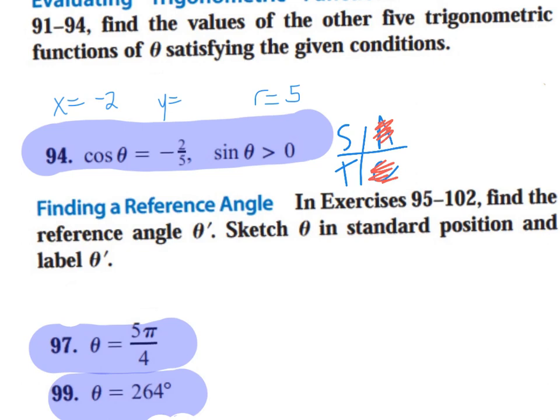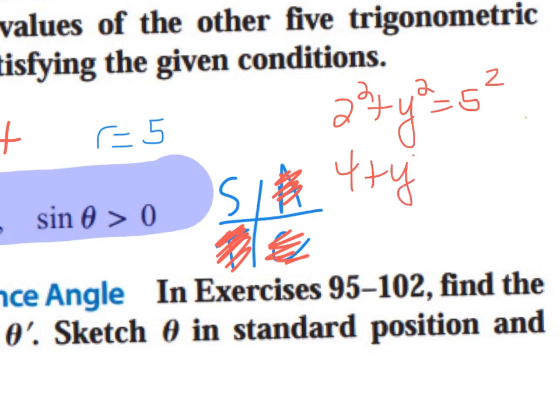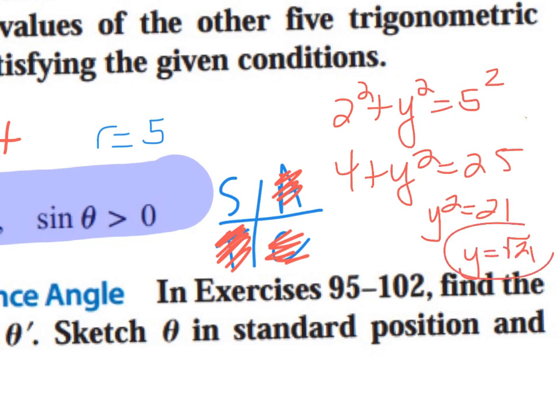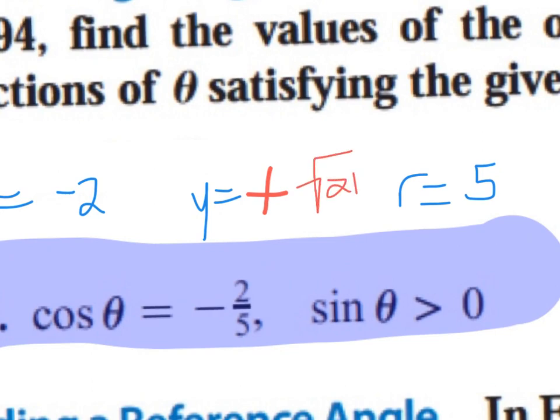They're telling me that sine is greater than 0. That means sine is positive. So that means I cross off tangent. I know that this angle lies in the second quadrant. That means I know that x is negative and y is positive. So we would go through the motions and we would say 2 squared plus y squared equals 5 squared. 4 plus y squared equals 25. Y squared equals 21. So y equals root 21. Then we just go through and we find all 6 trig functions.